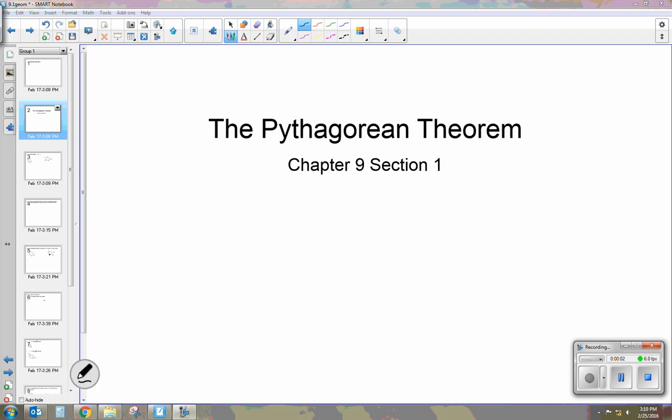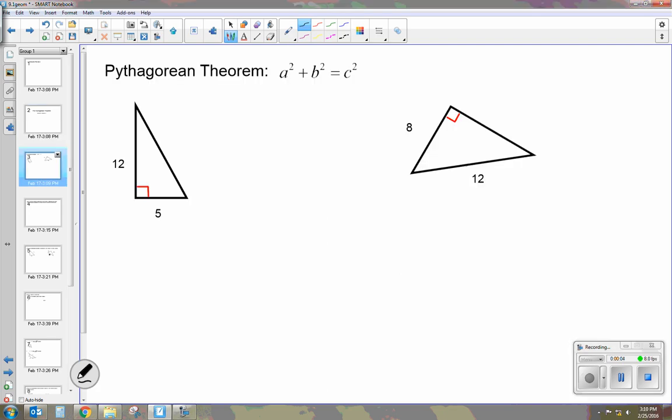Today we're going to talk about the Pythagorean Theorem. The Pythagorean Theorem says a squared plus b squared equals c squared, where a and b are the sides of a right triangle, and c is the hypotenuse of the right triangle. The hypotenuse is the side across from the right angle. It will always be the longest side.